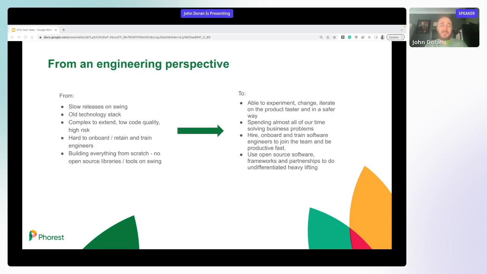From an engineering perspective, the TLDR here is we want engineers to spend most of their time solving customer problems and adding business value and not dealing with toil. That is a native application that's very, very old, hard to onboard folks into. People don't really want to work on it. They want to be working on the latest and greatest, and we want to as well. We want to be moving fast and innovating. So that's how it looks from an engineering perspective.